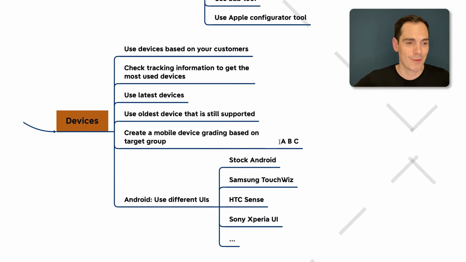Devices, of course, are also something you should keep in mind. First of all, you should only test on the devices that your users and customers are using, because that's the main focus, right? If you have tracking implemented in your app, you can check what kind of devices your customers are using. Use this data and then test against those devices only.